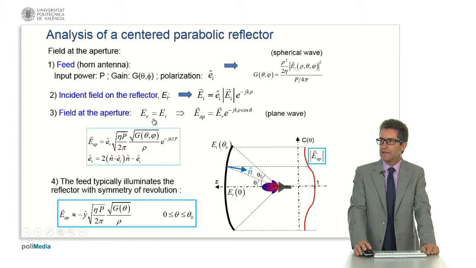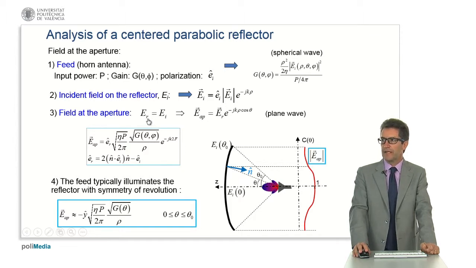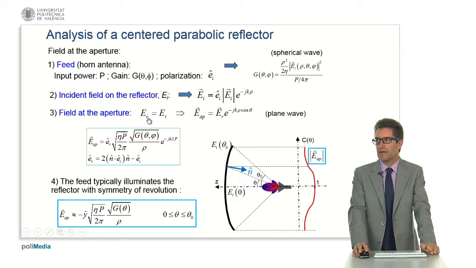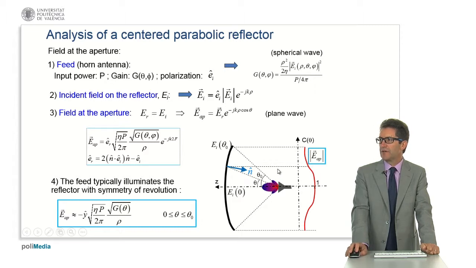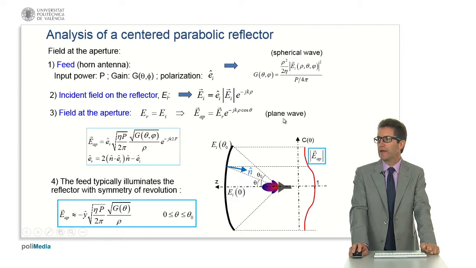After reflecting, due to Snell's law and tangential field conditions, the reflected field in amplitude will be the same as the incident field. So finally, propagating this reflected field to the aperture, we will consider that it propagates as a plane wave, and that's the reason for this exponential propagation factor, the phase propagation.